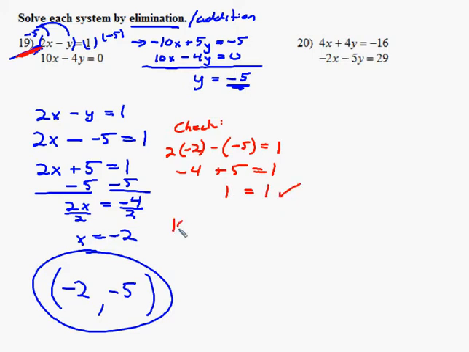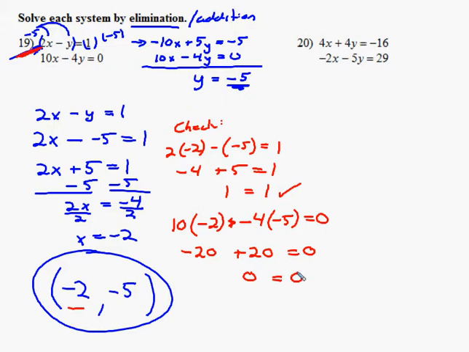Let's check the second one. 10 times x, which we see is -2, minus 4 times y, which y is -5, equals 0. This is -20 plus 20 equals 0, and 0 does in fact equal 0. So my answer is correct, -2, -5.